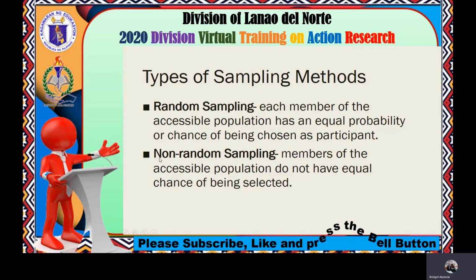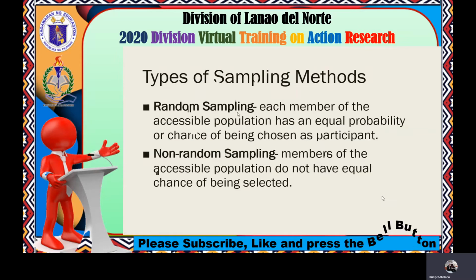On the other hand, in non-random sampling, the members of the accessible population do not have equal chance of being selected. So in this case, we will establish the exclusion and inclusion criteria. So why only them? We cannot include everyone from the accessible population as participant.